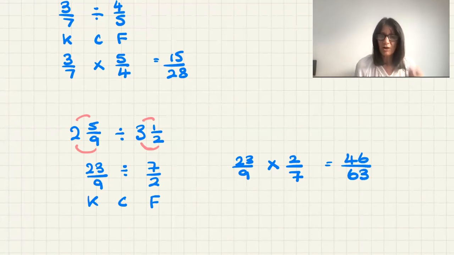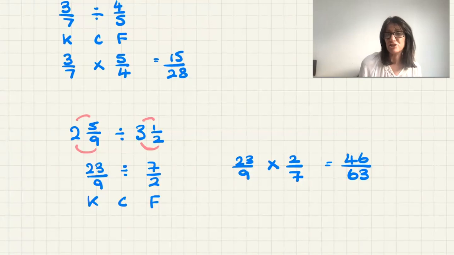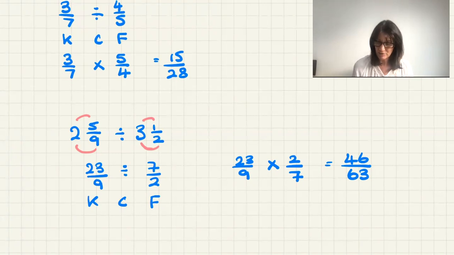Job done. All right, check for cancelling, see if that is something that I can do. I know that the 63 is in the 9 and the 7 times table, but by checking and thinking about that 46, that isn't, so I can't use those times tables to cancel. It could be in the 3s because obviously those numbers go outside, so I really should be considering the 3s. And 3 does go into 63, but it doesn't go into 46. So it's not going to cancel by 3.